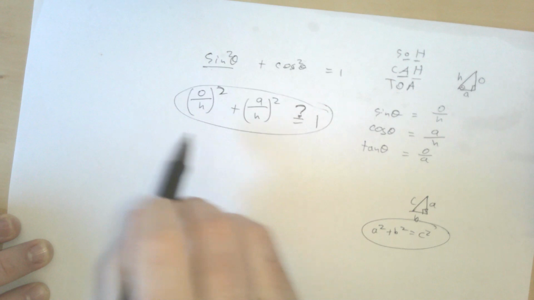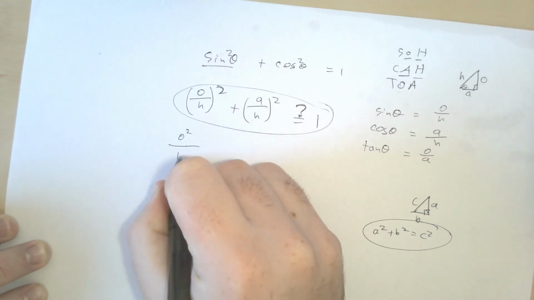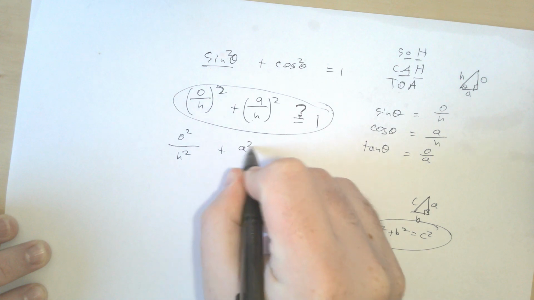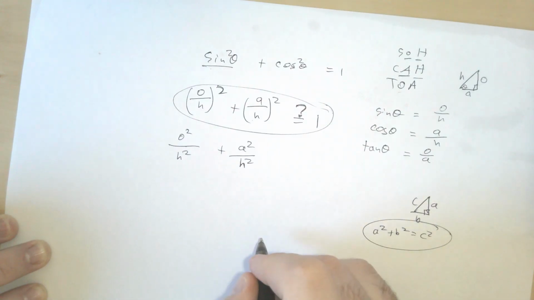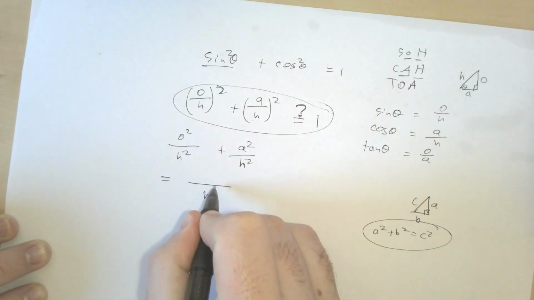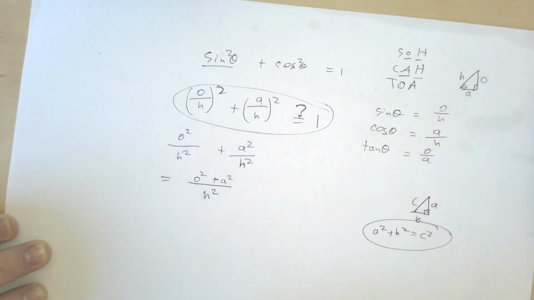What we notice here is we should have h squared on the bottom. O squared over h squared plus a squared over h squared. Does that equal 1? I don't know. All right. On the next line, we're going to combine them. We have h squared on the bottom, and we have o squared plus a squared on the top.